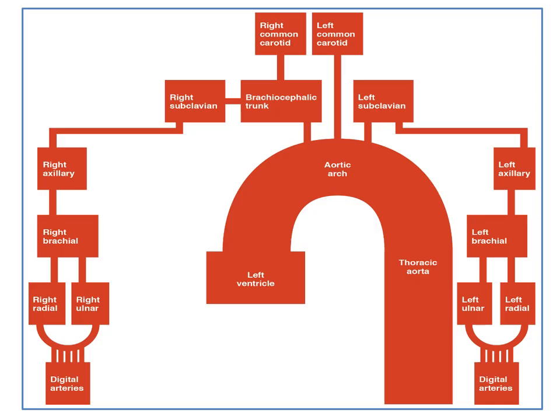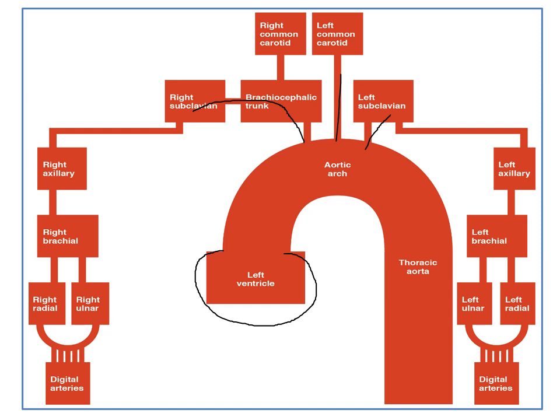So this image captures for us the entire arterial supply to the upper limb alongside the source. The source in this case is the left ventricle. The left ventricle will pump blood into the arch of aorta. The arch of aorta gives rise to three major branches: the brachiocephalic trunk on the right side, and then the left common carotid and the left subclavian on the left side. The right brachiocephalic would eventually become the right subclavian and right common carotid.